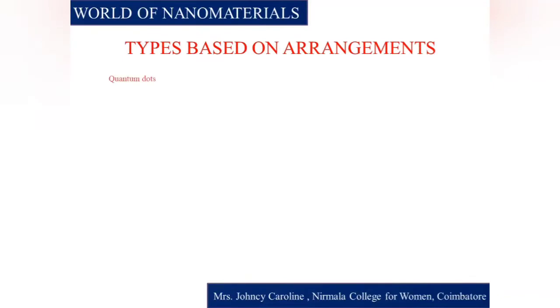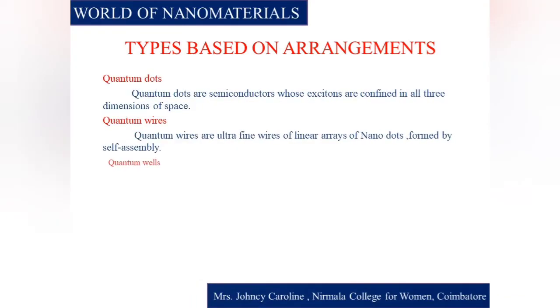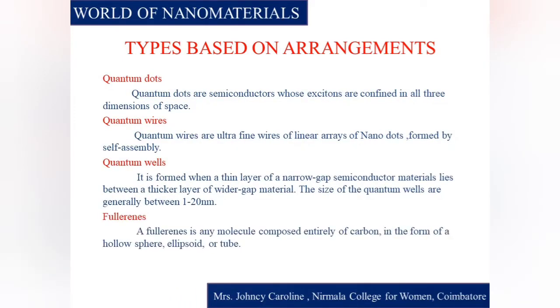These are the types based on the arrangements. We have seen what are called quantum dots, quantum wires and quantum well. A quantum well is formed when a thin layer of narrow gap semiconductor material lies in between a thicker layer of wider gap material. The size of the quantum well is generally between 1 to 20 nanometers.